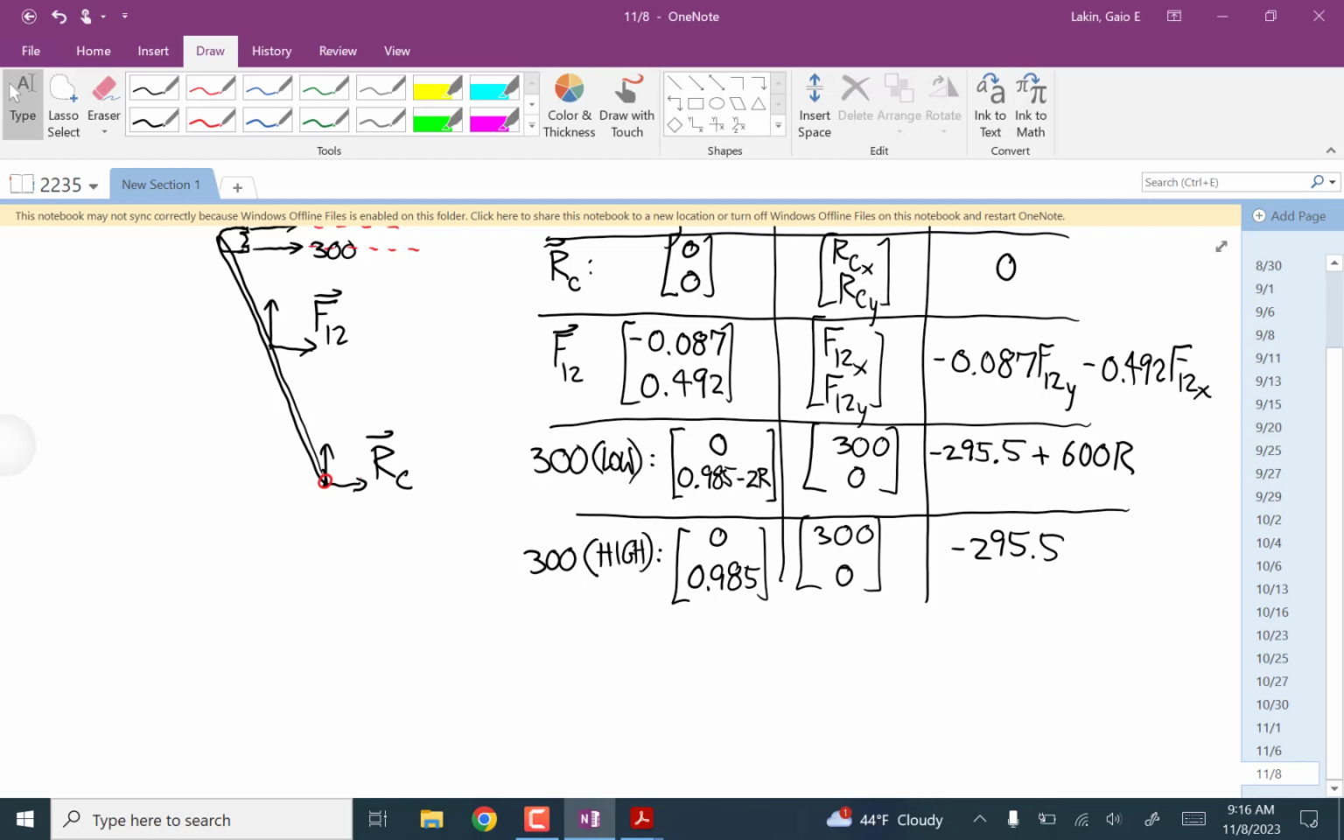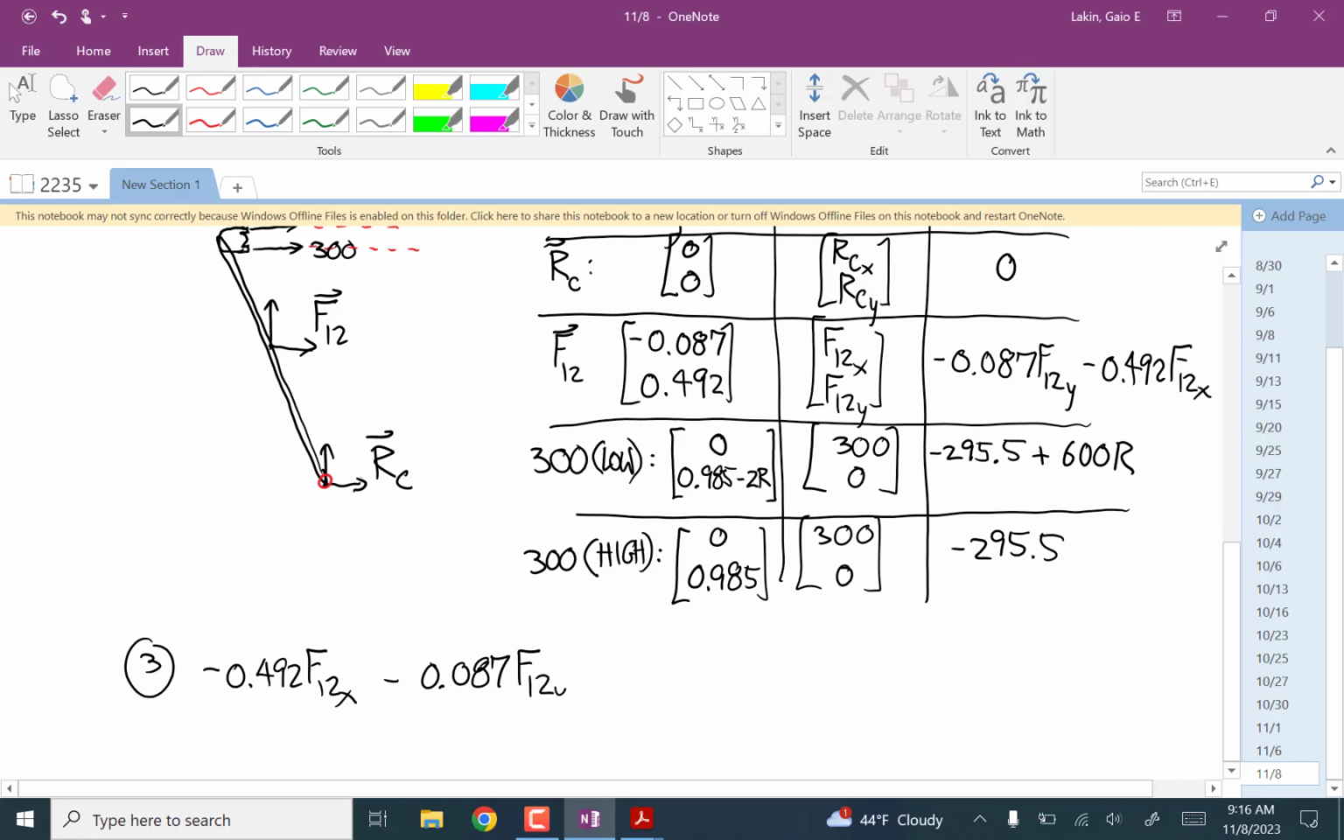And then the moment equation, your equation 3 is going to be negative 0.492 F12x minus 0.087 F12y is equal to 295 times 2. So that's 591 minus 600R.